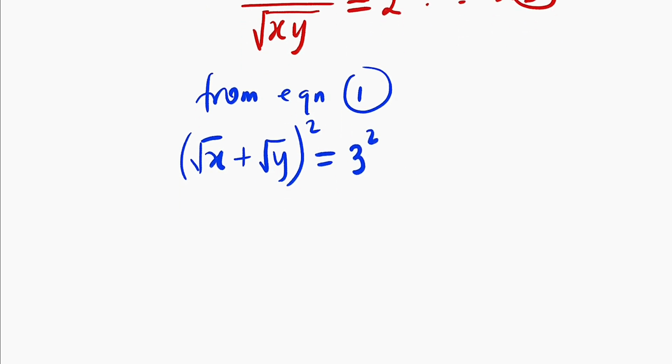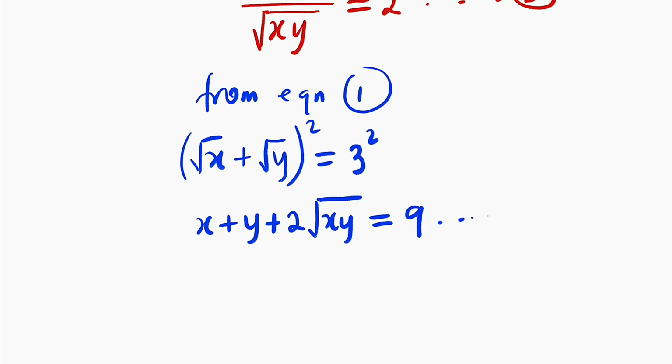Let us expand the left hand side. We take the first term and square that. That will give us x. Plus we square the second term, we have y. Then we add 2 multiplied by the first term multiplied by the second term, and that will give us 2 root of xy. And to the right hand side we have 9. All right, this is another equation. Let me call it equation 3.